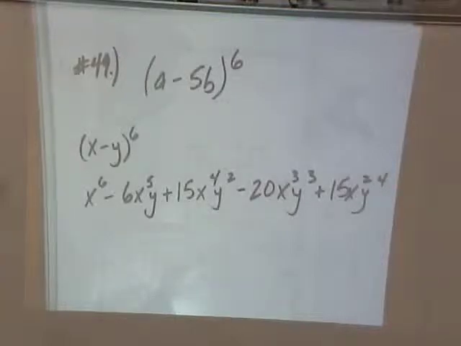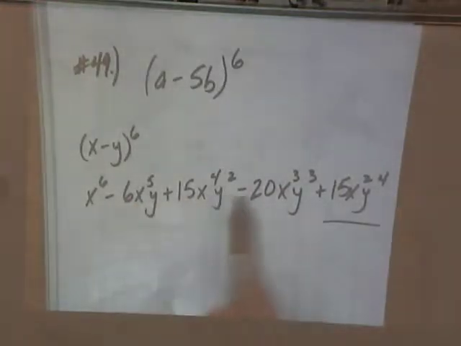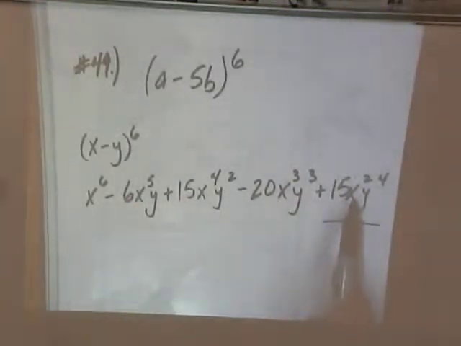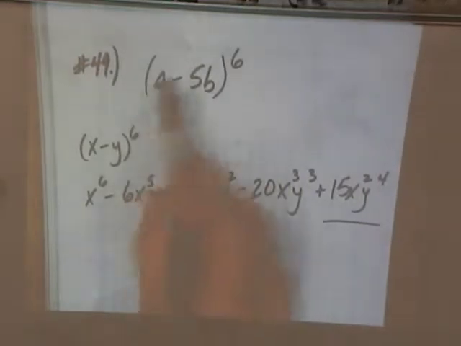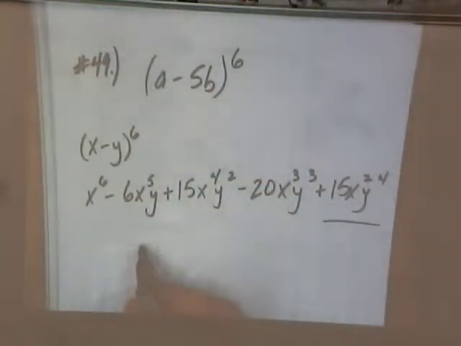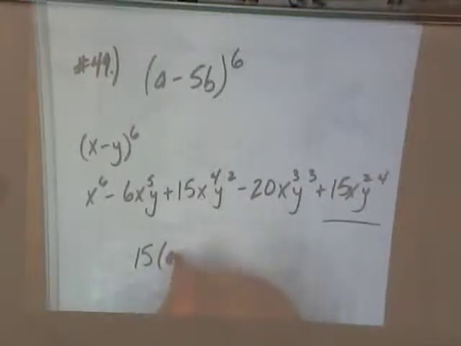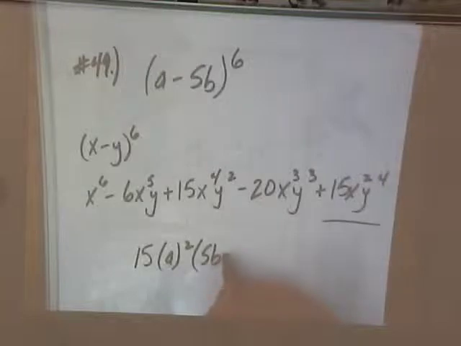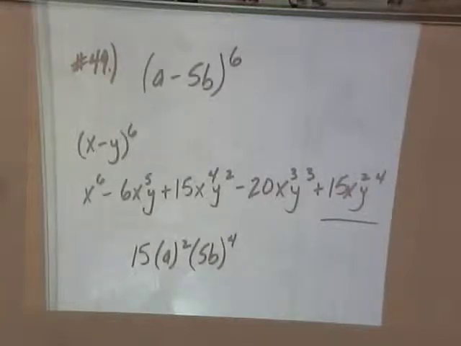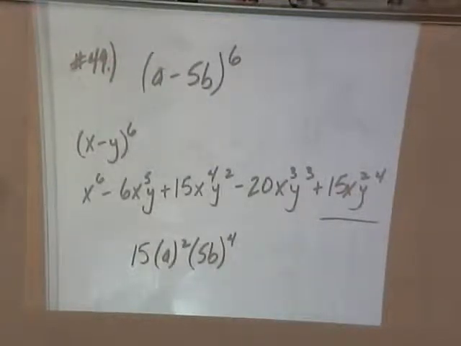Do I need to keep going? No, because this is really the only thing they want. That's the 5th term: 1, 2, 3, 4, 5. Right? And now I need to substitute. So it'll be 15 a squared and then 5b to the 4th power. Everybody okay with that?